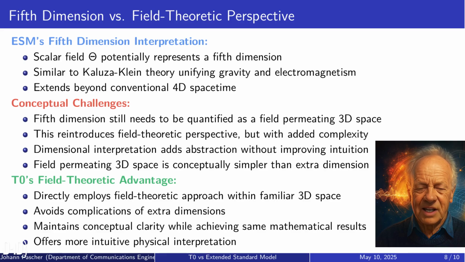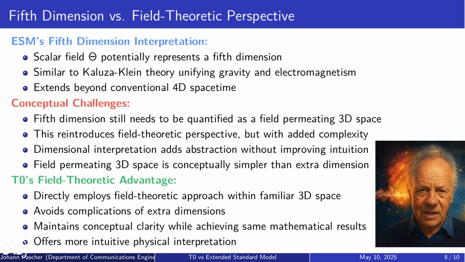One potential interpretation of the ESM is that the scalar field theta represents a fifth dimension beyond the usual four dimensions of spacetime. This interpretation draws parallels to Kaluza-Klein theory, which unifies gravity and electromagnetism through a fifth dimension. However, this dimensional interpretation faces several conceptual challenges. If theta represents a fifth dimension, it would still need to be quantified as a field permeating our three-dimensional space to explain local variations in gravitational effects. This essentially reintroduces the field-theoretic perspective of the T0 model, but with added conceptual complexity.